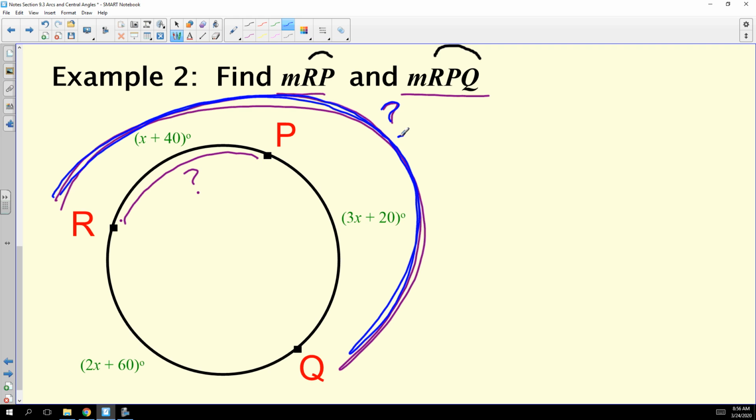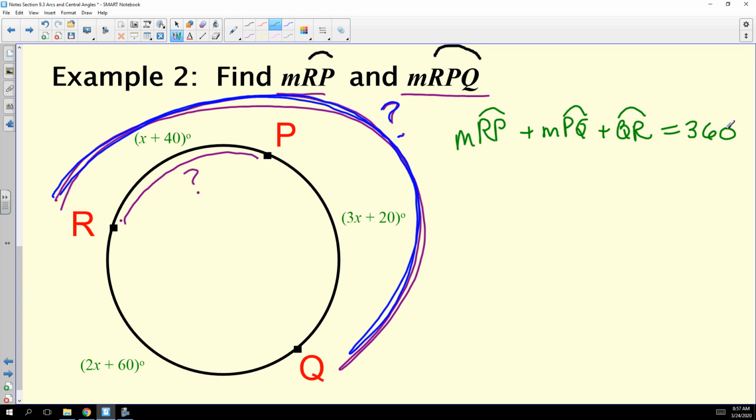But here's what I noticed. There are 3 arcs that make up the entire circle. And what's the degree measure of the entire circle? That would be 360 degrees. So if I say that the measure of arc RP plus the measure of arc PQ plus the measure of arc QR, I add all 3 and set it equal to 360, then I should be able to find it.